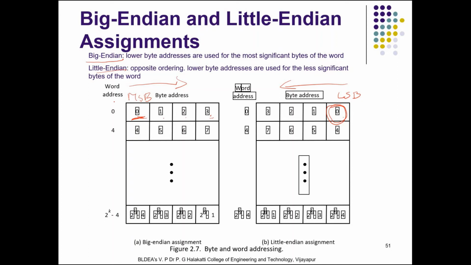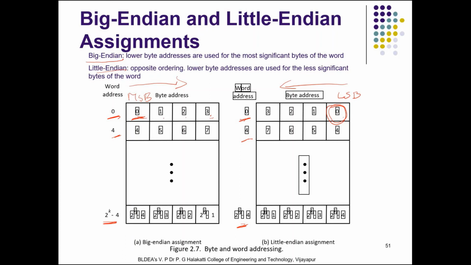Now if you see the word addresses, they will be 0, 4, up to 2 raised to k minus 4, and here also the word addresses are 0, 4, up to 2 raised to k minus 4. So there is no difference in the word address. The word address always contains the address of the first byte stored in the word. So it is 0, 4, and so on. Here also it is 0, 4, and so on.